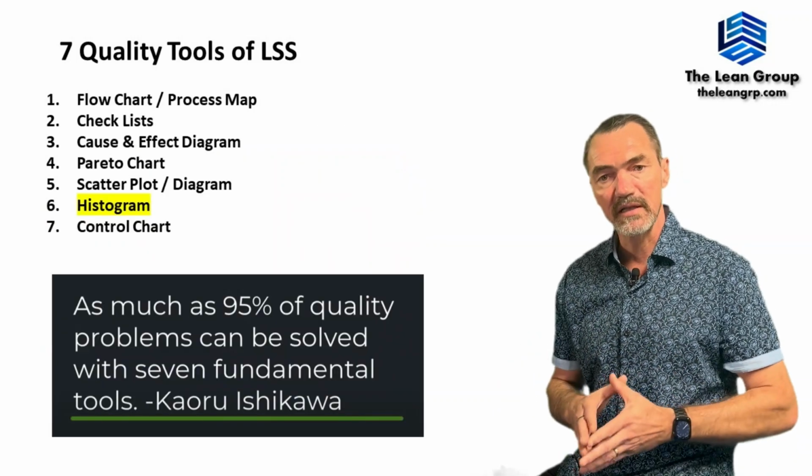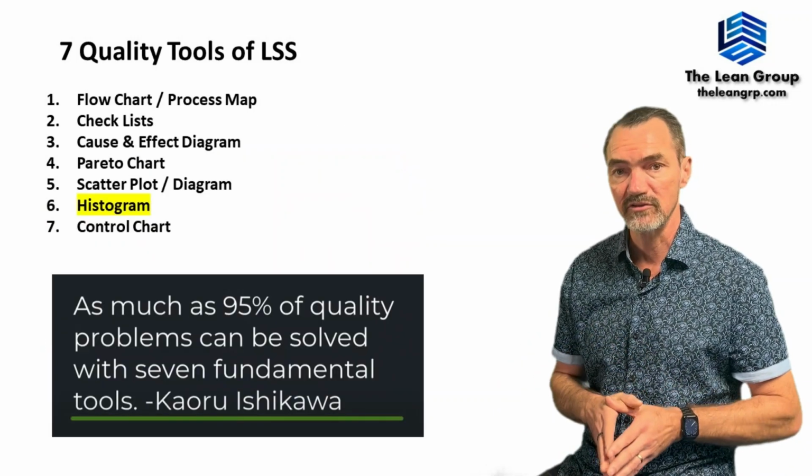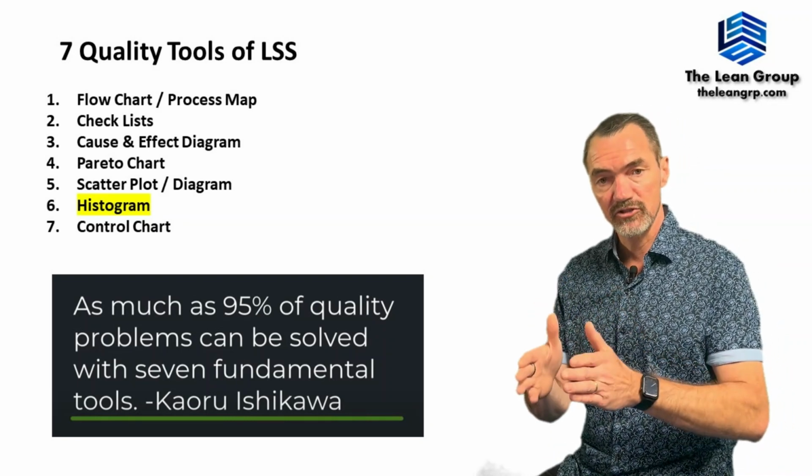So this was another lesson in Lean Six Sigma and the 7 quality tools of Lean Sigma. Number 6, the histogram. I hope this helped.